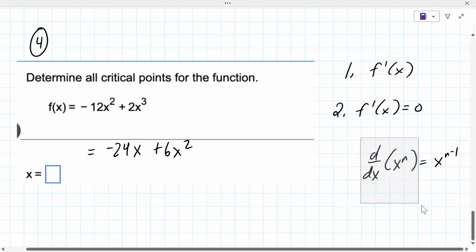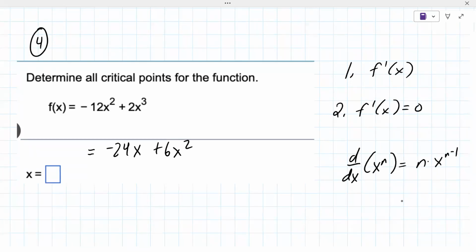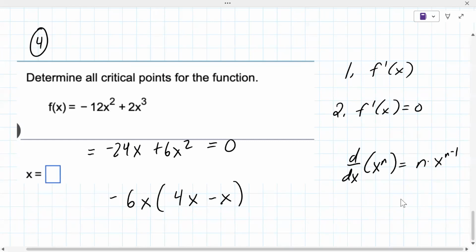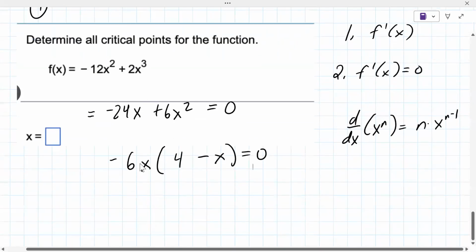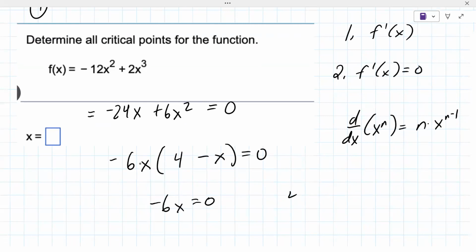Right. Very good. So you'd set this equal to 0, and then you factor. You can factor out a minus 6x. That becomes minus 6x times (4 minus x). And then you set both of these equal to 0. So minus 6x equals 0 and 4 minus x equals 0: x equals 0, x equals 4.